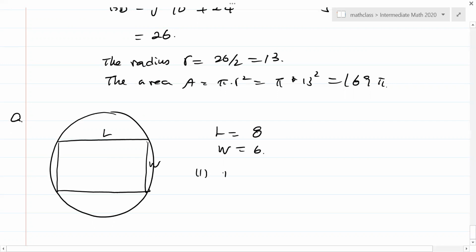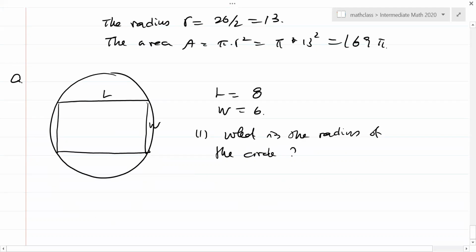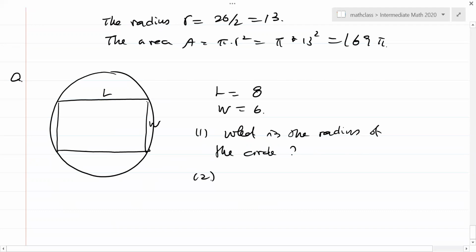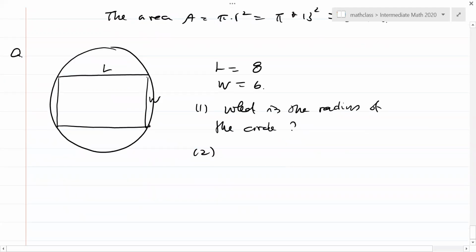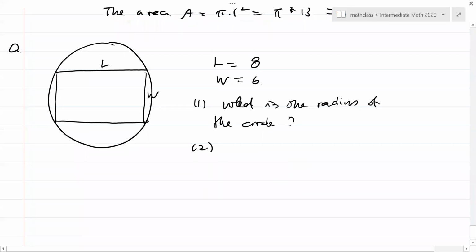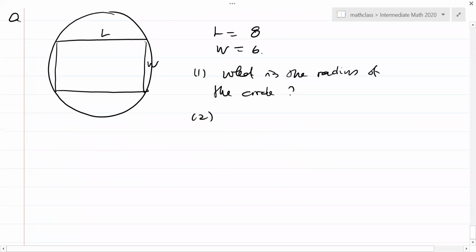My first question is, what is the radius of the circle? Can you find out? Then I do the next problem.